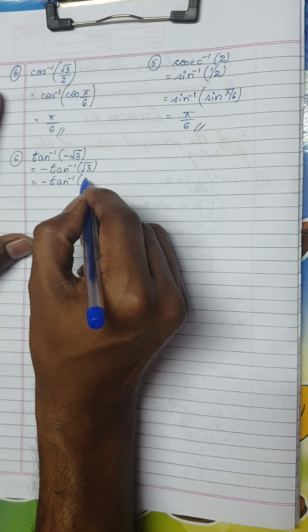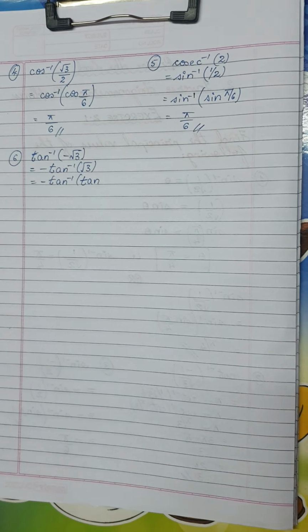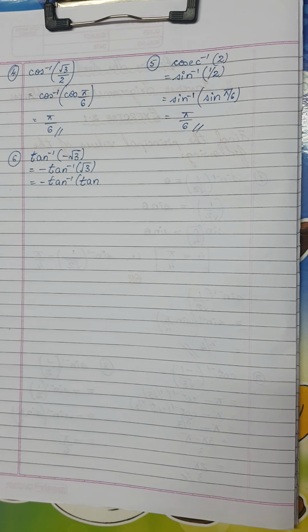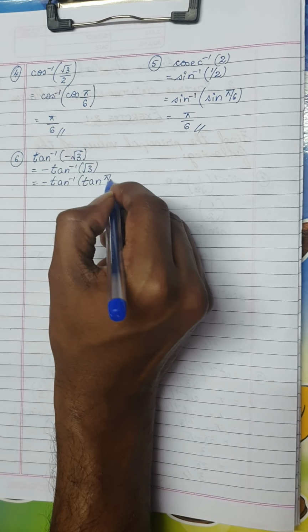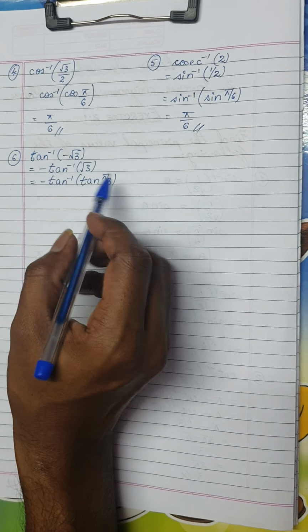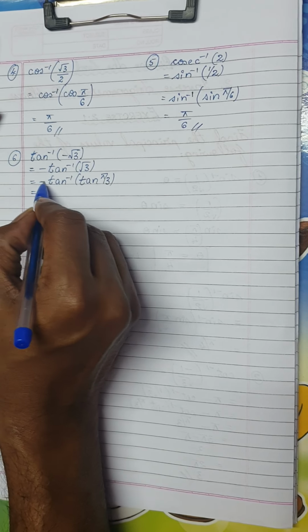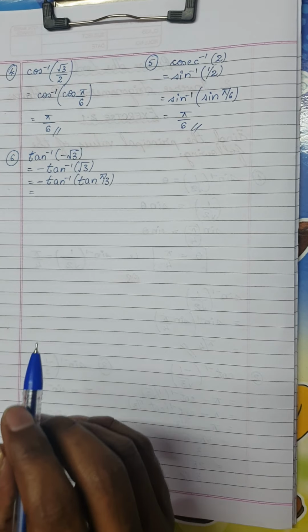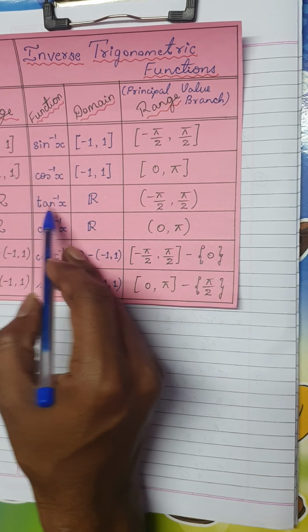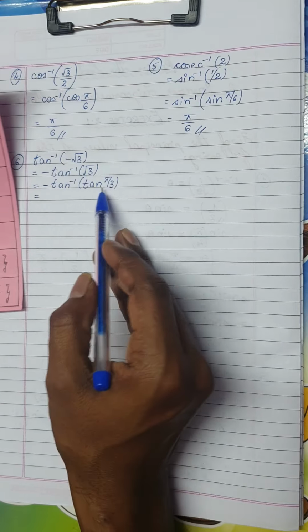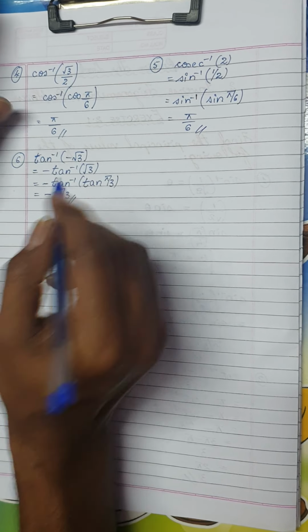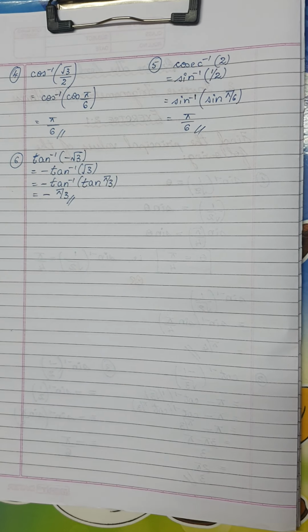Keep this minus outside, tan inverse is kept as it is. We can see tan of what value is root 3? We know tan 60 degrees is root 3, that is tan pi by 3. So tan inverse and tan can be cancelled because the range of tan inverse is the open interval minus 90 to plus 90, minus pi by 2 to pi by 2. So it is in my range. You will get minus pi by 3, right?